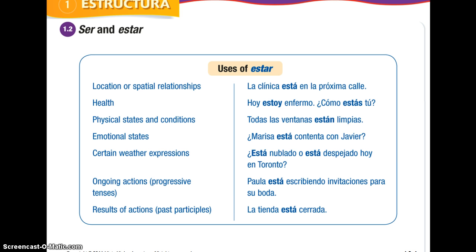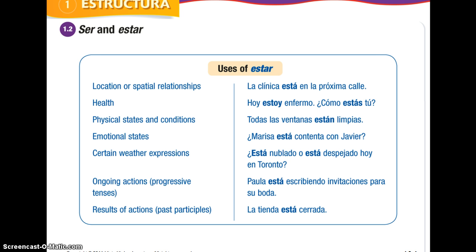Todas las ventanas están limpias. So those physical states don't have to always refer to people. Emotional states. Marisa está contenta con Javier. Certain weather expressions, such as está nublado o está despejado hoy en Toronto. Those ongoing actions or that progressive tense. Paula está escribiendo invitaciones para su boda.